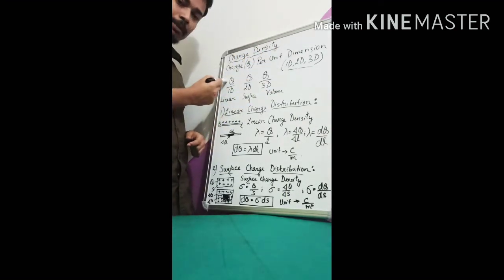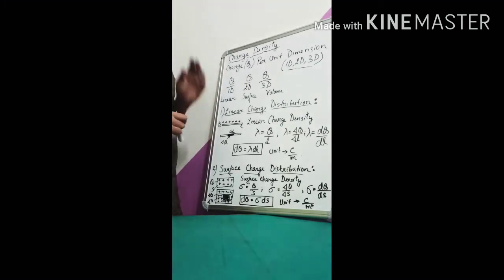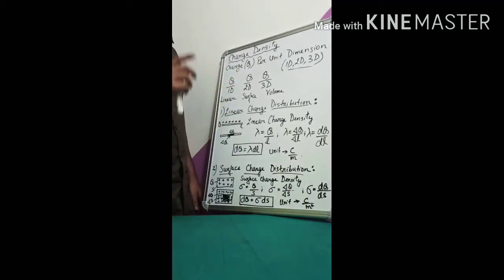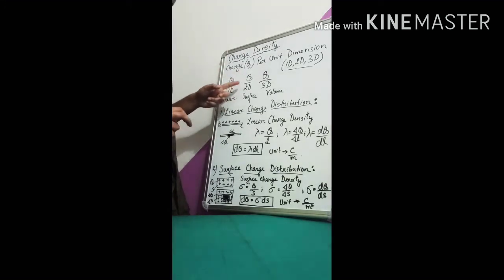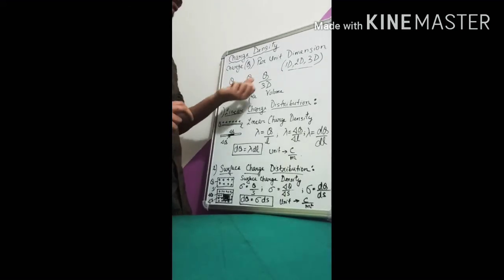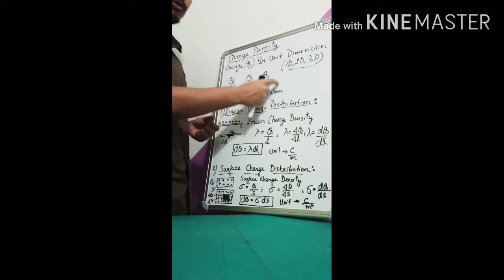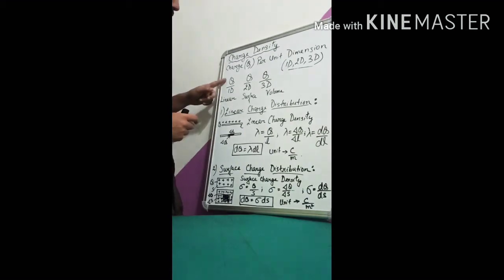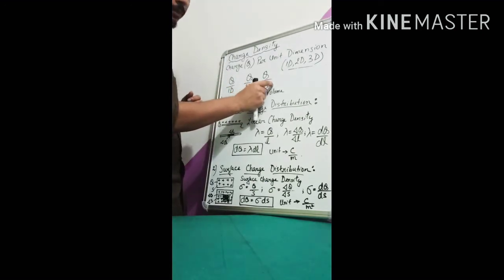That means it can be q by 1D if the object is a one-dimensional object, or if the conductor is a one-dimensional object, then we will have to consider q by 1D. Similarly, if the object is a two-dimensional object, then we will use this formula, q divided by 2D. Similarly, for 3D, which is a volume, we use this formula, q by 3D. So for the first one, q by 1D, this is nothing but a line. This is nothing but a surface, and this is nothing but a volume.